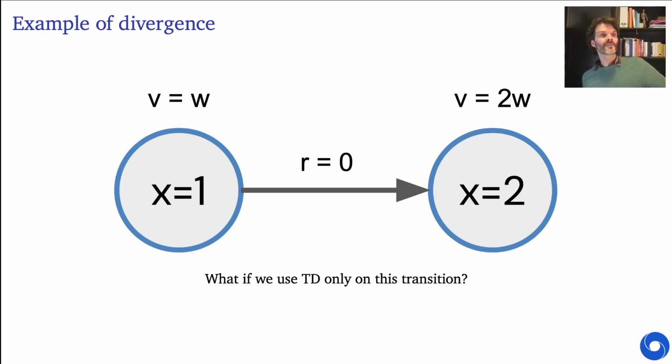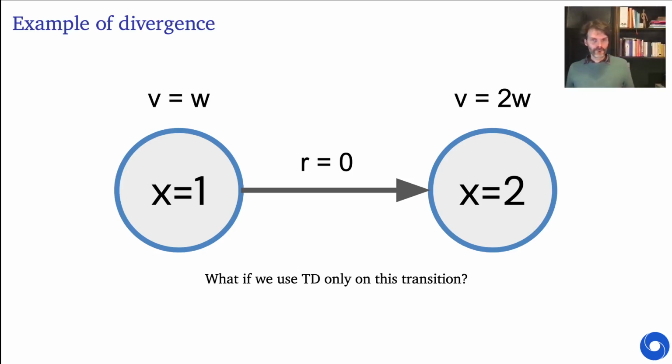it's just this number w, a single number, because our feature vector only has one element, right? And we're doing linear function approximation here. So our value in the first state is w, and the value in the second state is 2w, because it's just the same number w times your feature, which is 2. The reward along the way is 0.